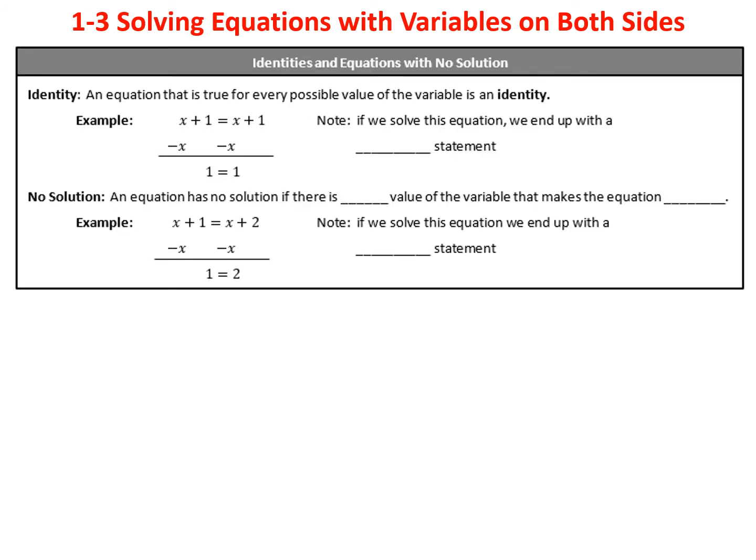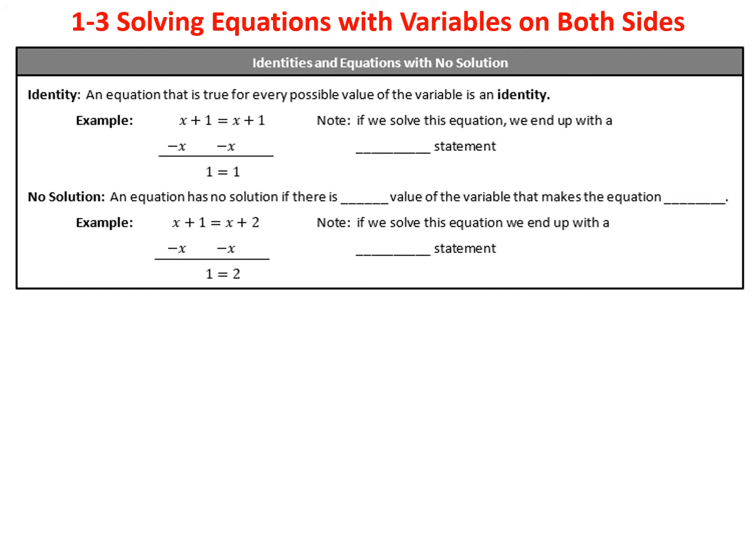Finally, we want to talk about identities and equations with no solution. Notice in the first one, an identity. Here's a sample equation. An identity means that the equation is true for every possible value of the variable. So notice if I solve this, x plus 1 equals x plus 1. If I subtract the x from both sides, the x's are gone, and I end up with 1 equal 1. I always say in class, when does 1 equal 1? And the answer is all the time. See how it doesn't matter what x is, it's always going to be 1 equal 1.